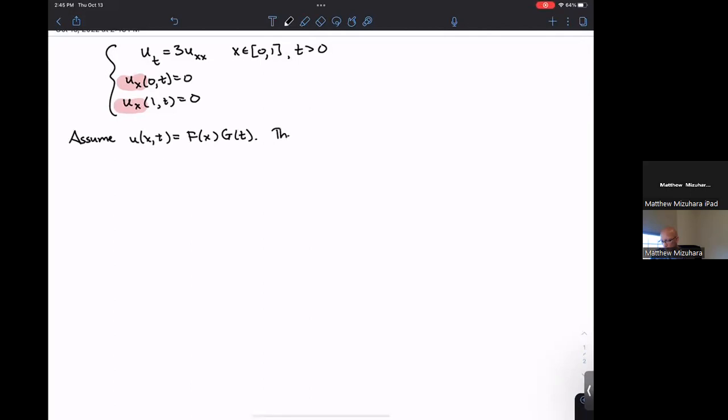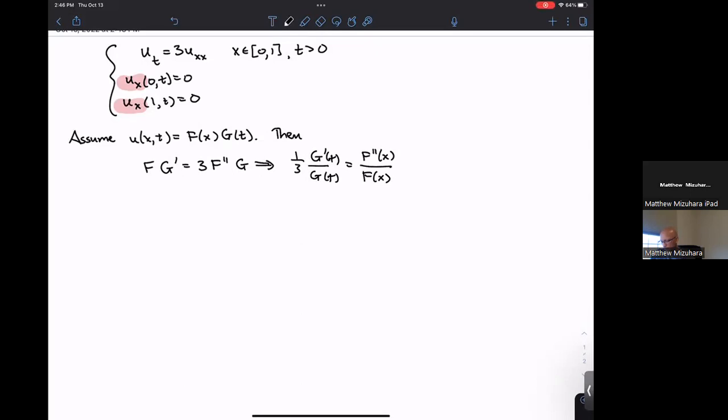So then, plugging into the PDE, I have f times g prime. That's the left-hand side, because the time derivative equals 3 times f double prime g. And again, that's two space derivatives, so only f gets hit. And rearranging, I'll get 1 over 3 g prime over g, separating all the time stuff on one side, equals f double prime of x over f of x, all the space stuff on the other side.